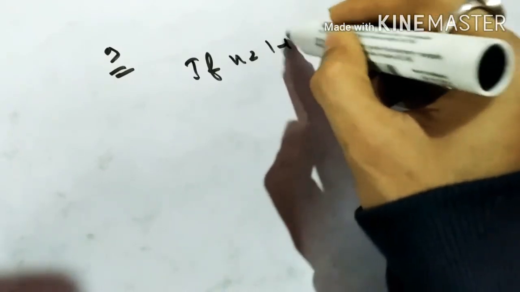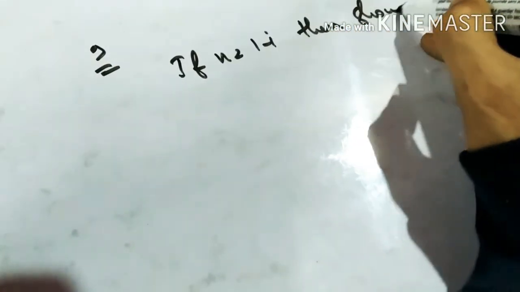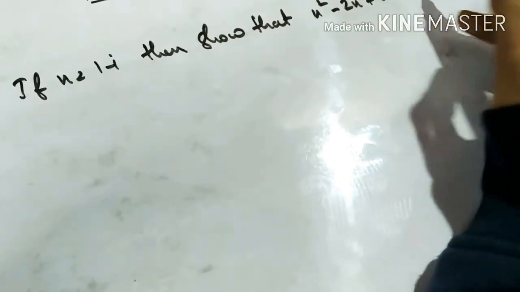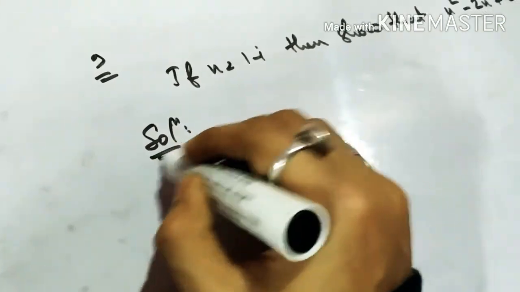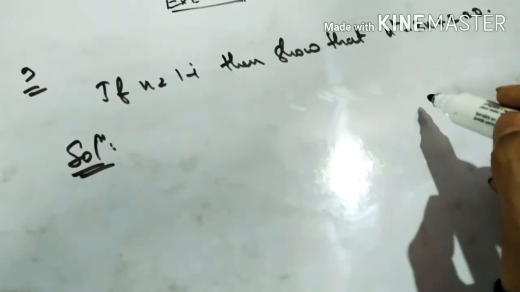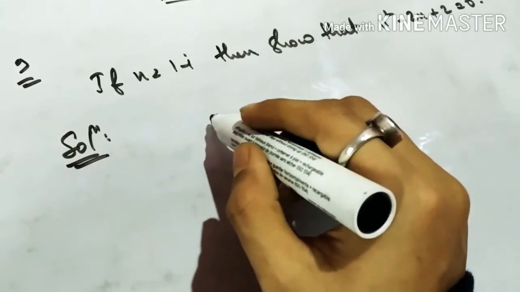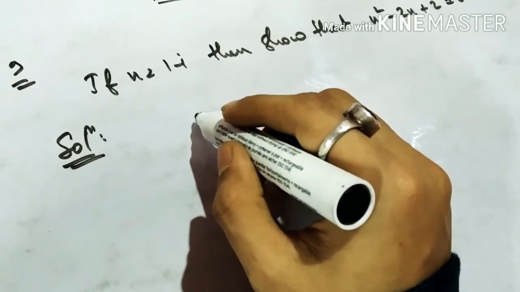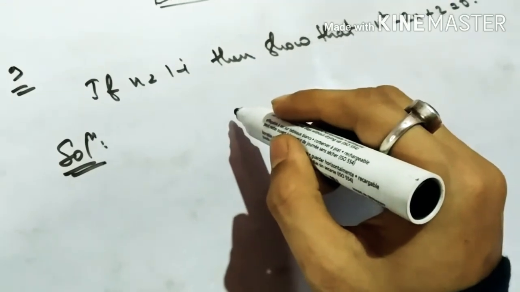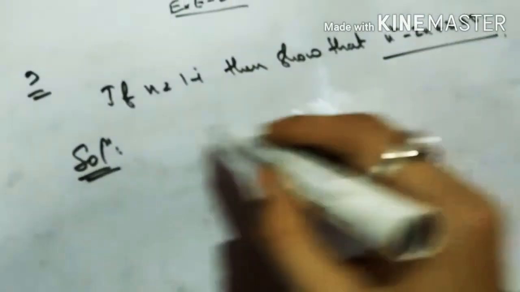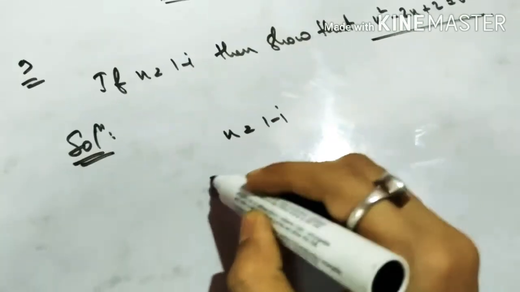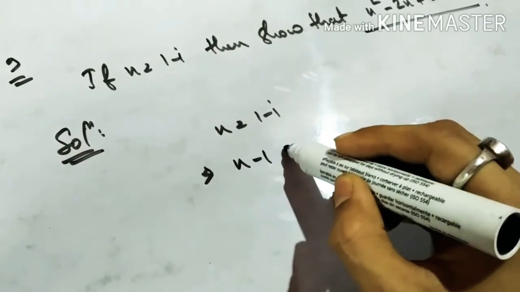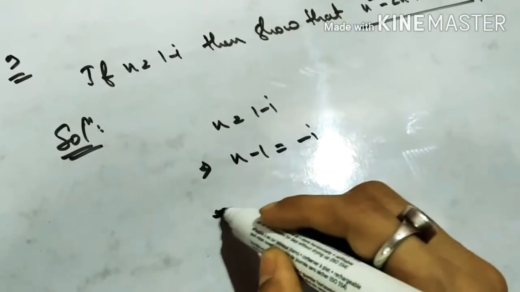If x equals 1 minus i, then show that x square minus 2x plus 2 is equal to 0. Solution. In here it is given, I have to show this. This is given: x equals 1 minus i. So this I can write in the form x minus 1 is equal to minus i.